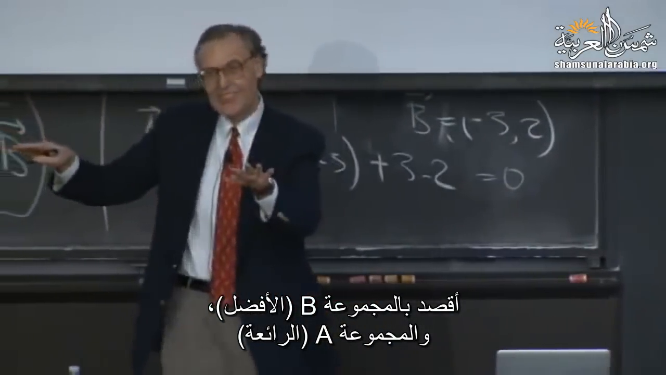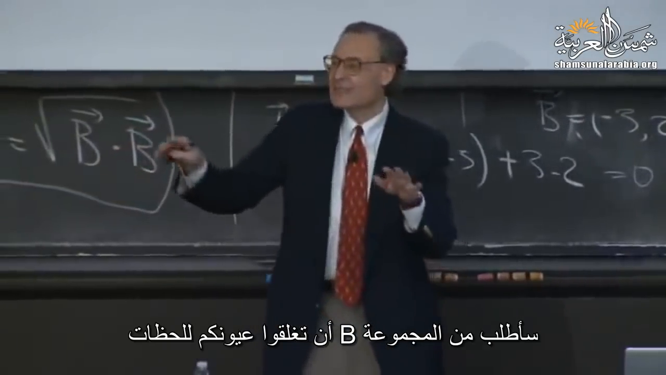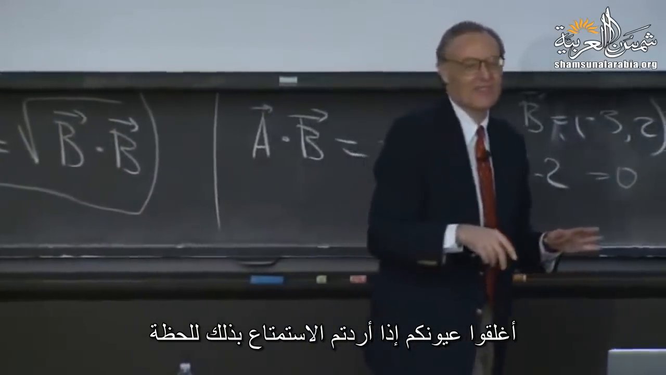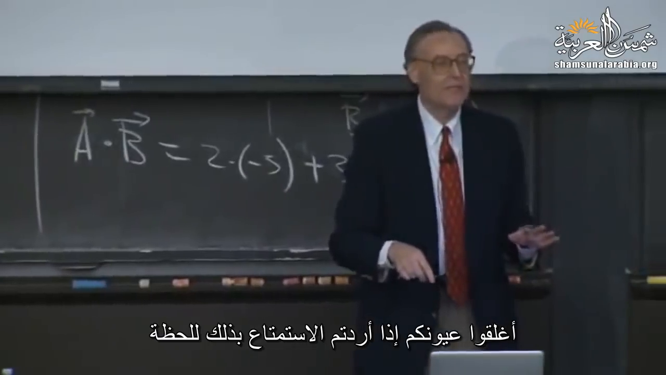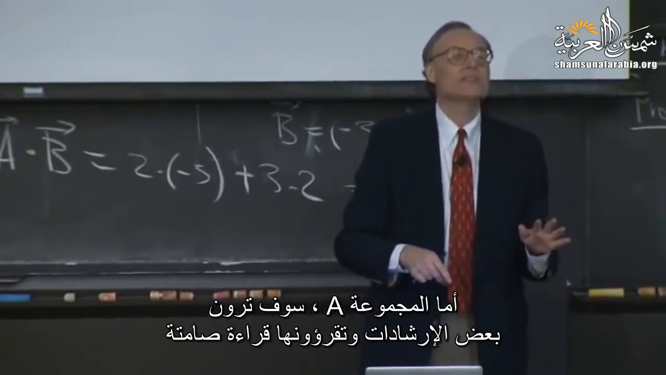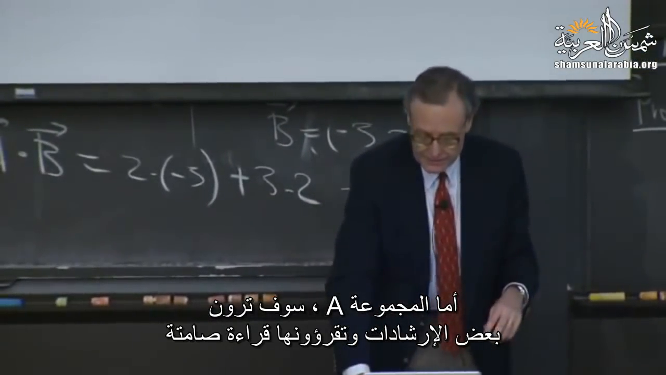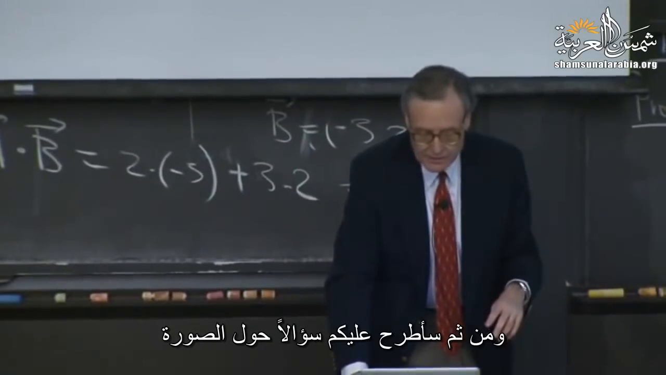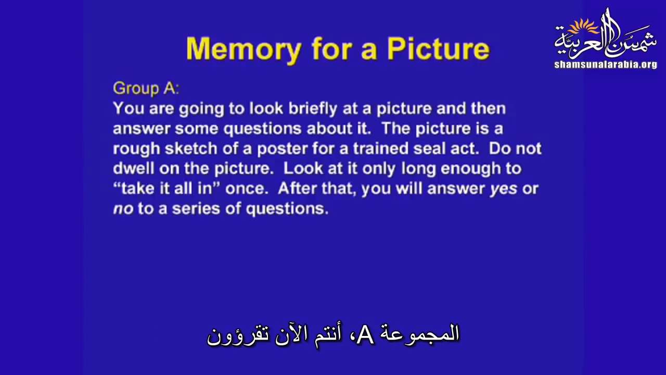So group B, group B, to kind of close your eyes for a moment, okay? Group B, so if you're going to want to have fun with this, close your eyes for a moment. Group A, you're going to see some instructions and read them silently to yourself. And then I'll ask you a question about the picture. Okay, Group A, you're now reading. Group B has your eyes closed. So read the instructions silently to yourself.